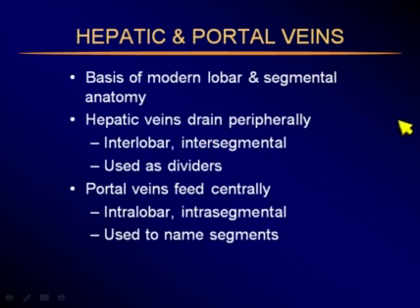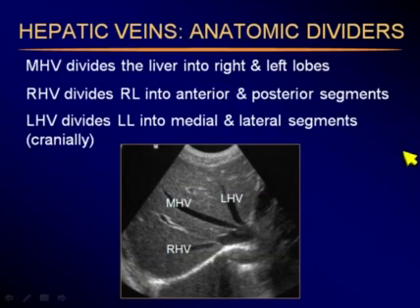So now that we've talked about the hepatic and the portal veins, this leads us into the basis of modern lobar and segmental anatomy. This is the basis of surgical procedures nowadays. This is the reason why surgeons can go in and remove a subsegment of the liver, let's say a metastasis in a subsegment, and not harm other parts of the liver. This is possible because of our understanding of this lobar and segmental anatomy. Now, we've already told you that hepatic veins drain peripherally, so they are interlobar and intersegmental, therefore we use them as dividers. Portal veins feed the segments centrally, so they are intralobar, intrasegmental, and we use them to name the segments. So here we'll start with the hepatic veins as dividers.